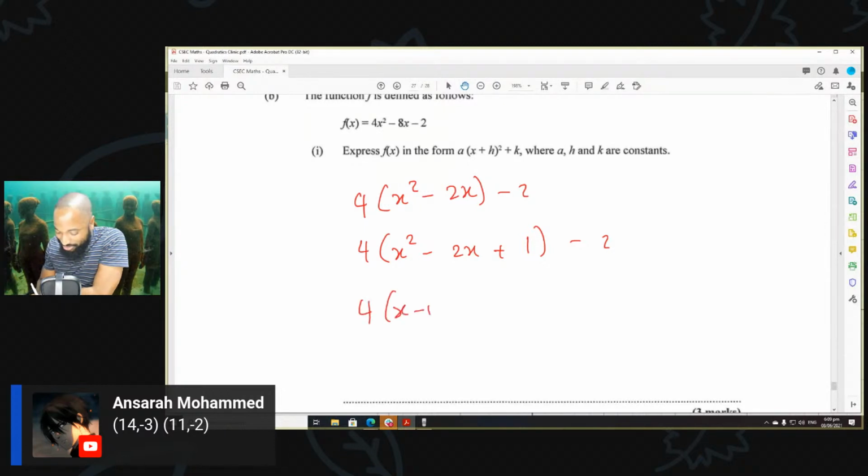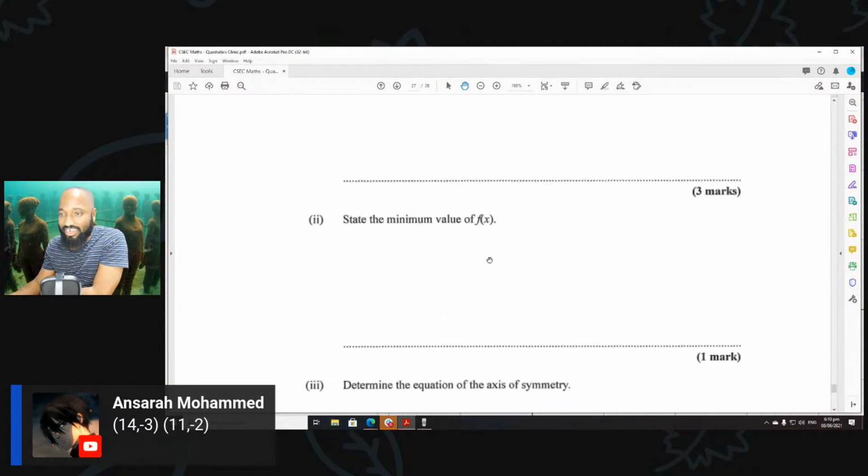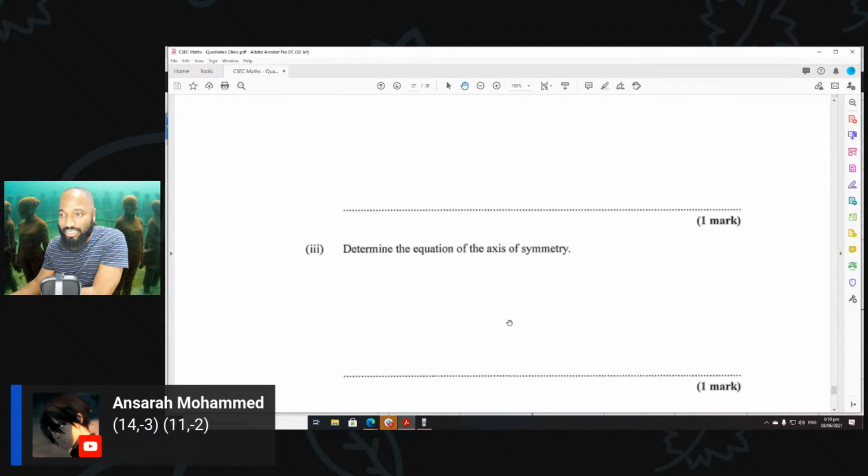Yeah, (x minus 1) squared minus 2. Hey, we didn't subtract back out what we put in there. We had to take out a 4, so this is minus 6. Delicia, you're plain girl. Well done. So that's correct. And then, state the minimum value, determine the equation of the axis.